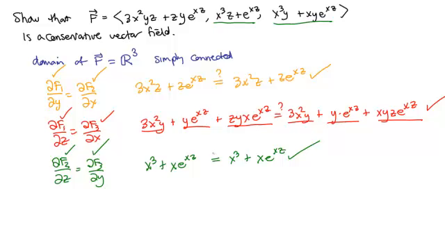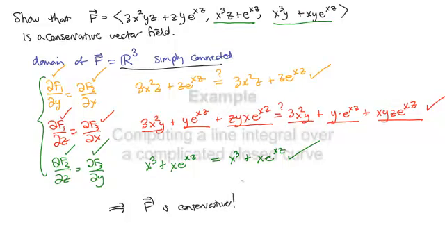These two equations check out. They are in fact equal. And so the three equations of the gradient test check out. Since the domain is simply connected, we can conclude that f is conservative. Notice that this was a much faster approach.